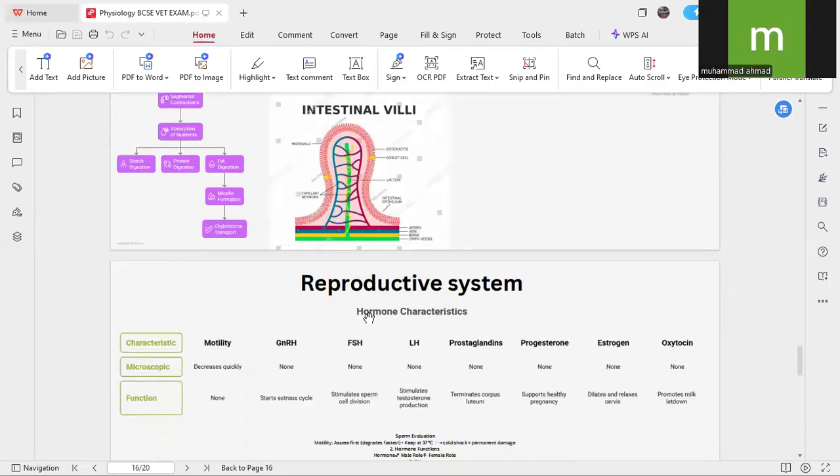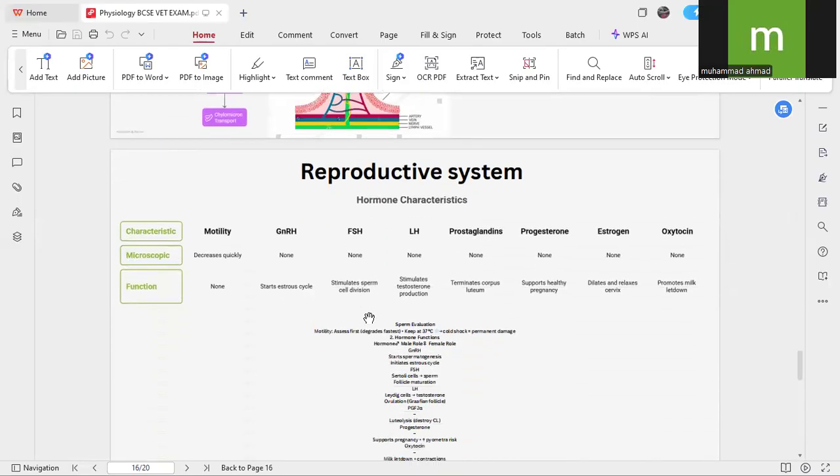Now we discuss the reproductive system. There are different hormones and their function is very important.